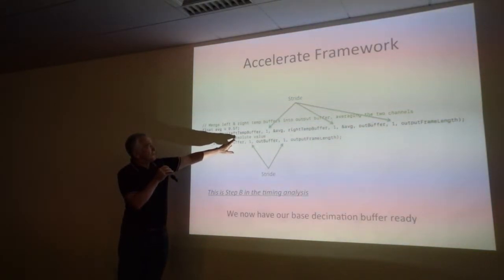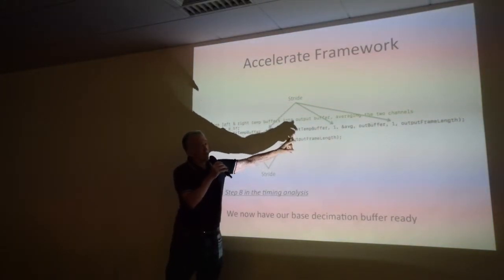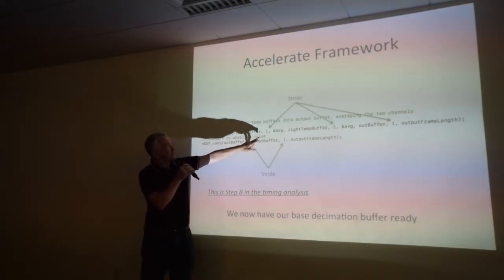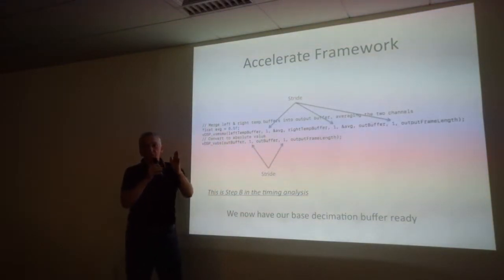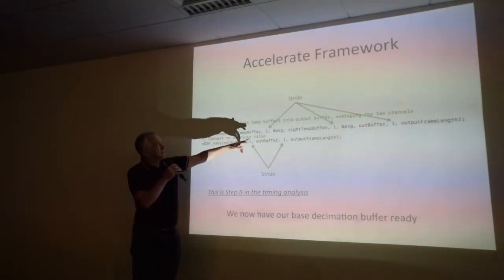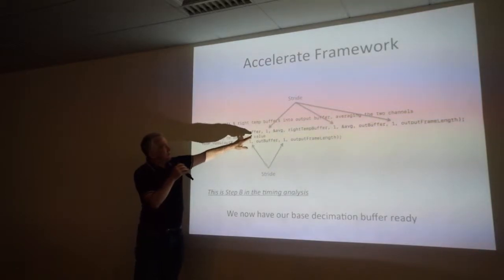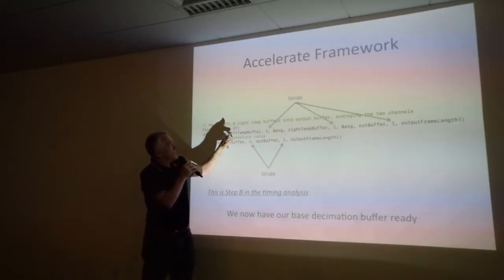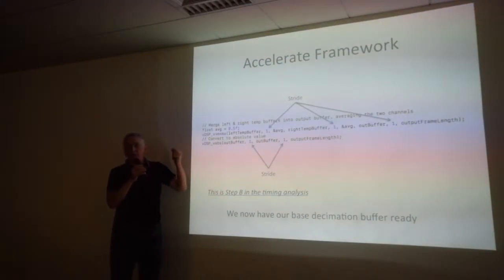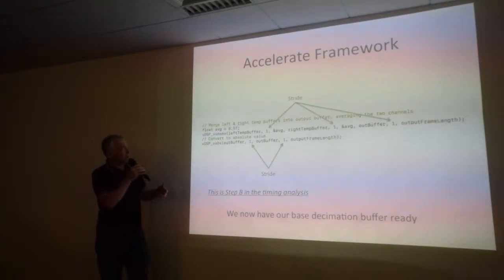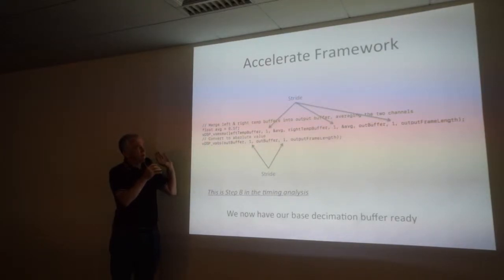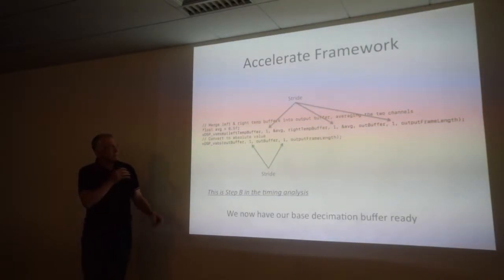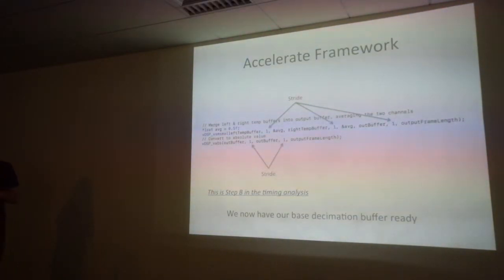So our first input vector is the left temporary buffer. The second input buffer is the right temporary buffer. For each value in that, our stride value is now 1, so we're stepping through every value, not skipping 64. We take each value in the left temporary buffer and multiply it by 0.5, add that to the right temporary buffer, which we also multiply by 0.5, and we end up with an output value that's the average of those two inputs. Then we take the absolute value of the whole lot. That gets us down to where we have our base decimation buffer ready to rock and roll.